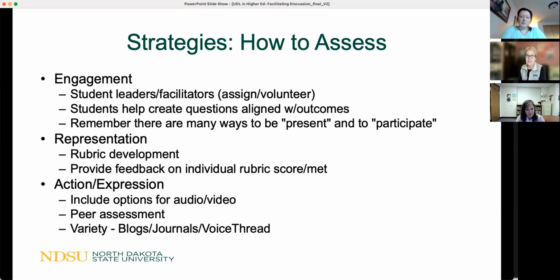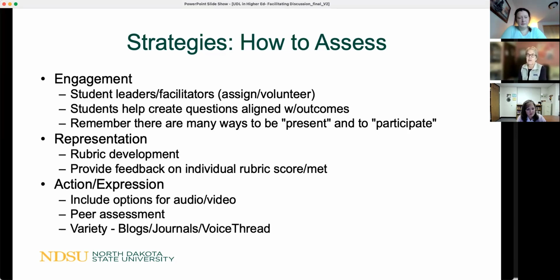And as Shar mentioned, in creating the effective questions, have the students help create the questions and help them to understand that they need to be aligned with the outcomes of why we're doing this discussion. It gets that engagement. We're just not creating a new question just because we want someone to discuss. It actually relates to the outcome of this activity or this weekly assignment.